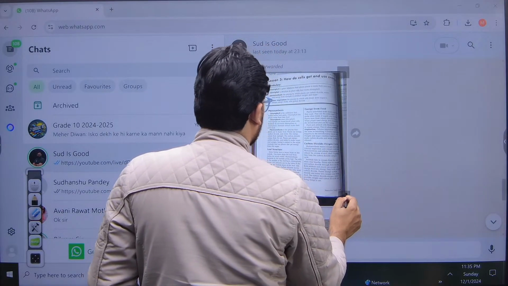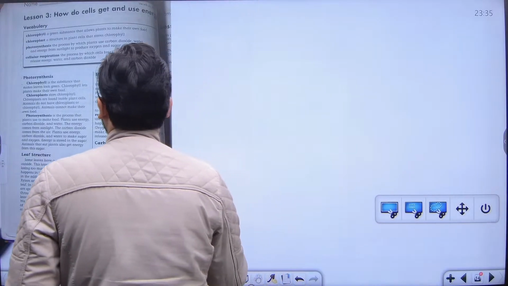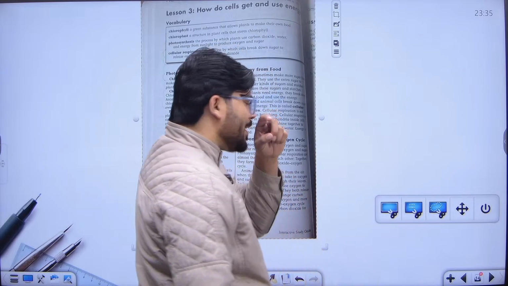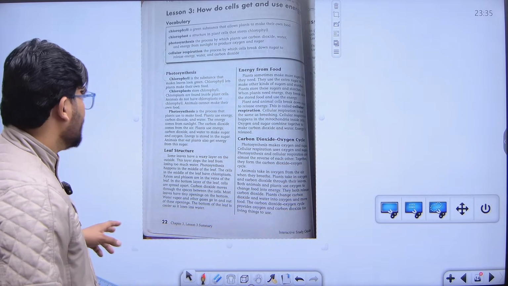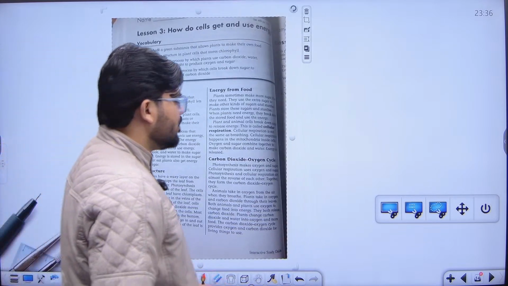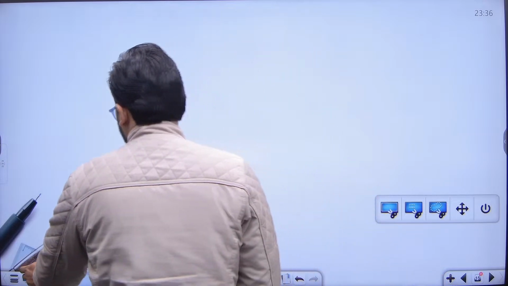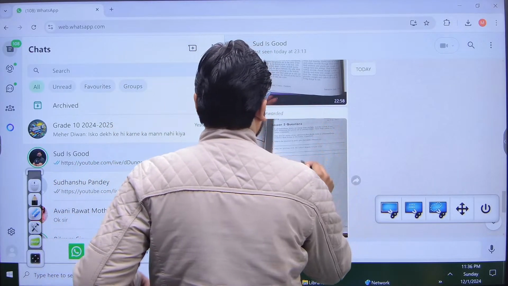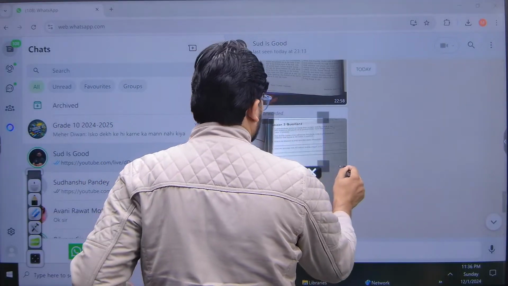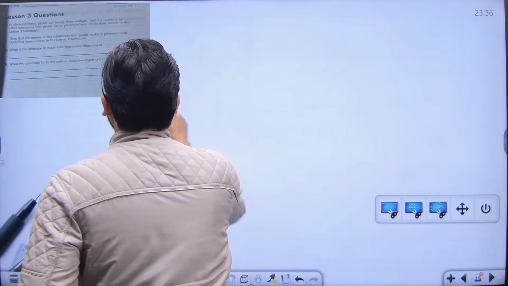So it is about photosynthesis, a process in which the green plants make their own food. So they are the ones who make their own food. Nobody else makes their own food. Do you think that your mama makes her own food?